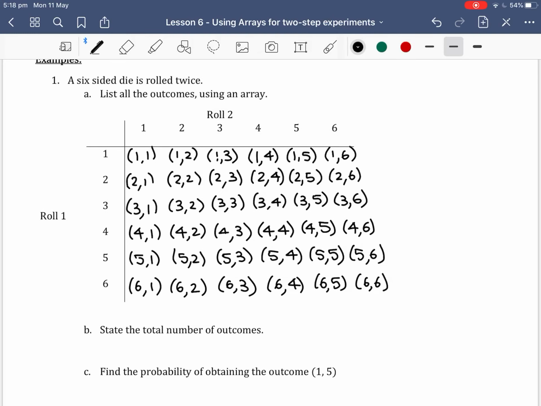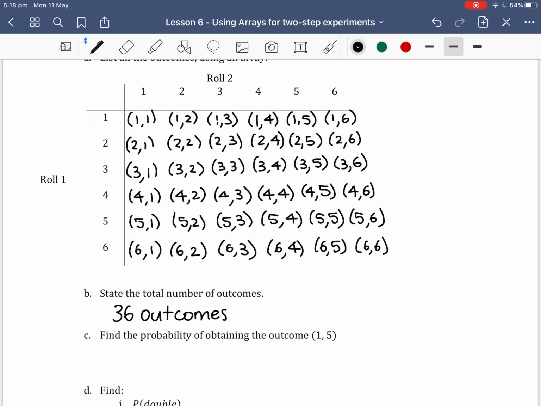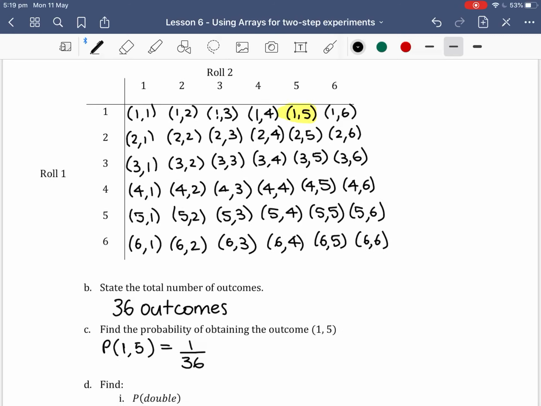So state the total number of outcomes. We have 6 by 6 outcomes, so that means that we have 36 total outcomes. Then we want to find the probability of obtaining the outcome 1, 5. The outcome 1, 5 occurs here, and it occurs here only. You might be thinking, oh, but we have 5, 1 here, but they're not the same. We want the 1 to roll first and then the 5. So there's only one outcome, so it's 1 out of our total of 36.